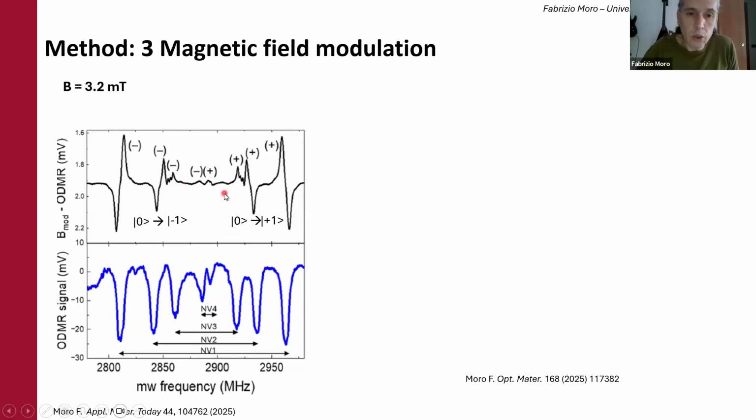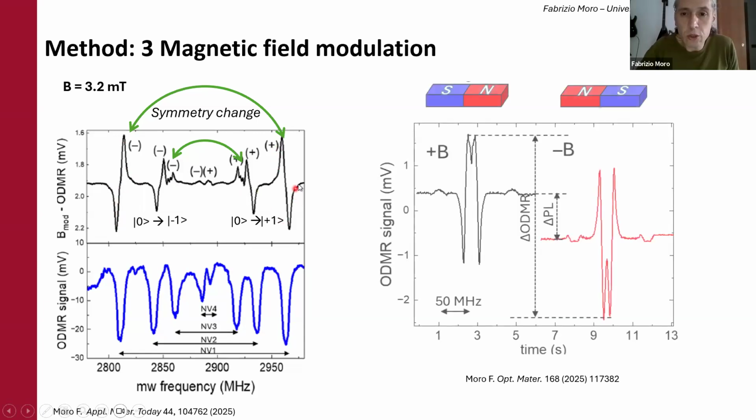Now, what is new here is that if you look carefully at this first derivative signal, you can see that the one on the left-hand side, corresponding to the 0 to -1 transition, and the one on the right-hand side, corresponding to the 0 to +1 transition, have opposite symmetries. On the left, they go first down in signal and then up. Instead, on the other side, they go first up and then down. And this effect can actually also be observed if you sequentially measure two ODMR spectra by inverting the polarity of the external magnetic field.